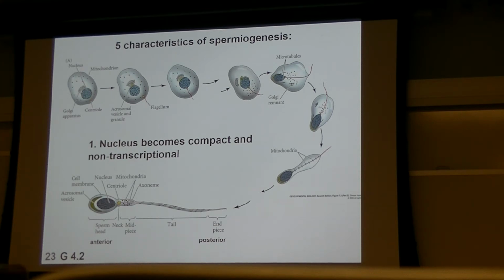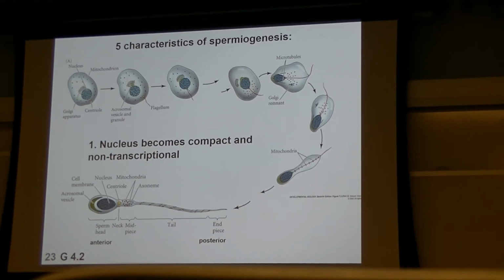Secondly, it's now non-transcriptional. If all this DNA is very compacted, it's somewhat protected as well, and there's not really a need for this cell to be doing a massive amount of transcription at this point. It has the structures that it needs. It needs to do a little bit of basic metabolism probably, but not any particular need to synthesize tons of enzymes or anything like that. So the nucleus becomes non-transcriptional.